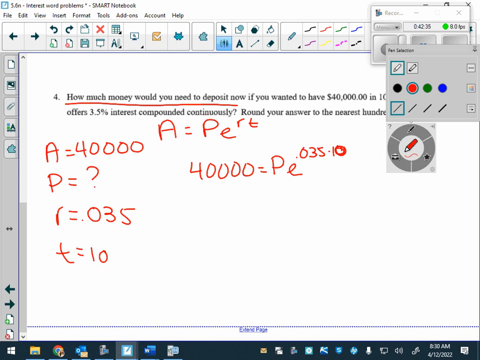All right. So how do we go about solving for P? What would we do? What do you think? How do we solve for P?